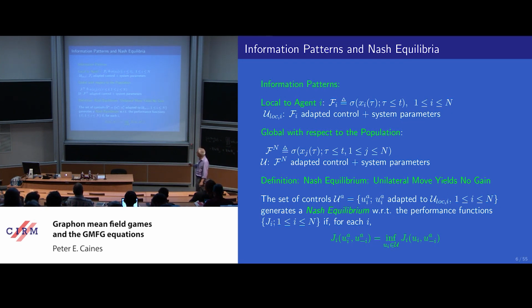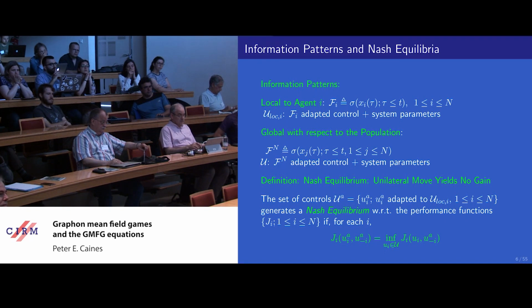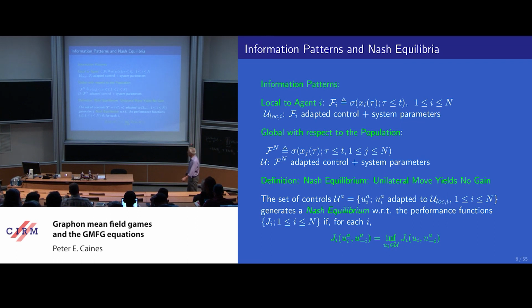So formally, a set of controls adapted to the local information set generates a Nash equilibrium with respect to the individual performance functions when the loss incurred to the ith agent cannot be reduced if it makes a unilateral move away from the prescribed set of controls. Notice that this is actually in a strong form, because we're not just allowing the delinquent agent to move with respect to its own information set, but we allow it to make any move with respect to all of the possible information which is available.